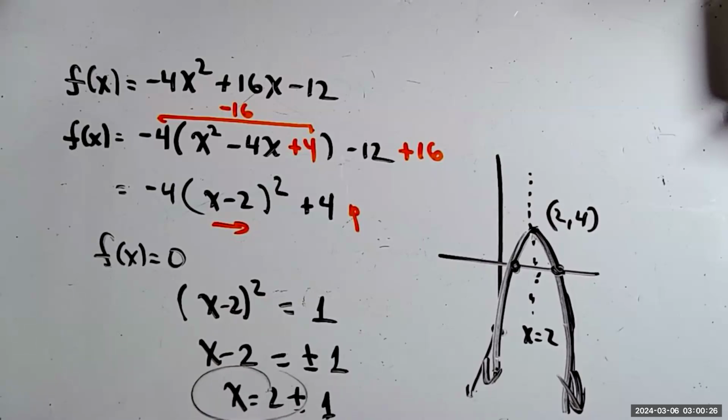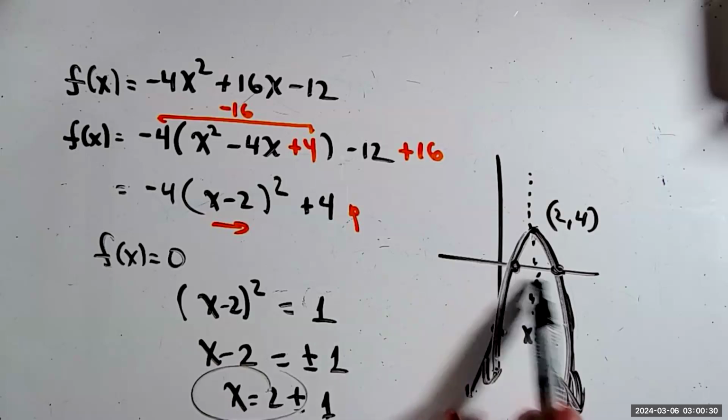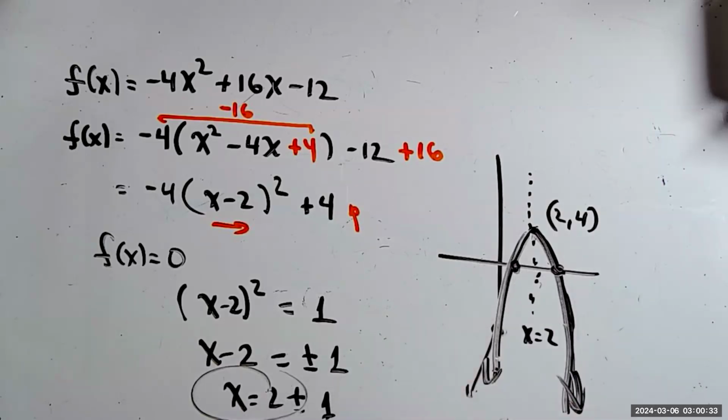Yeah, exactly. My axis of symmetry is x equals 2. And from x equals 2, I go 1 to the left and 1 to the right. So 1 and 3 are my 2 x-intercepts. I ran out of space there, but you get the idea.